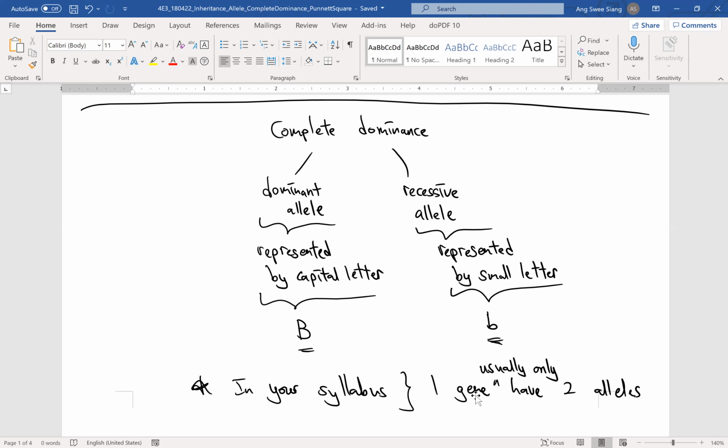For your O level, you're very lucky. You only need to deal with the situation whereby one gene only has two alleles. Then these two alleles can either be dominant or recessive. So, dominant allele and recessive allele. The dominant allele is represented by a capital letter, and the recessive allele is represented by a small letter. This one I have mentioned already.